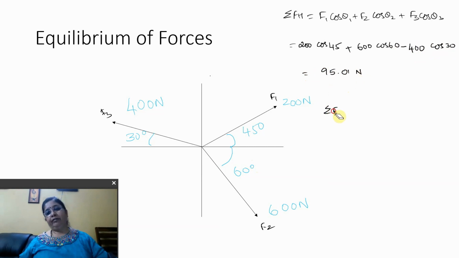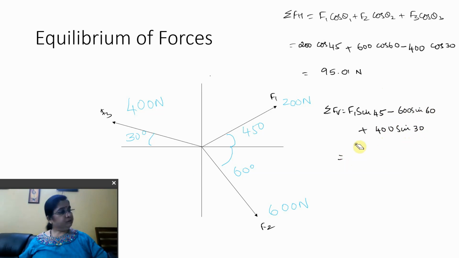Then sigma FV vertical. F1 sine 45. Now, what is F2? F2 is in the minus y direction. So what will I have? I'll have minus 600 sine 60. What about F3? F3 is in the positive y direction. So I will have 400 sine 30. That evaluates to be minus 178.2 Newton. So I have found out F1 and F2.